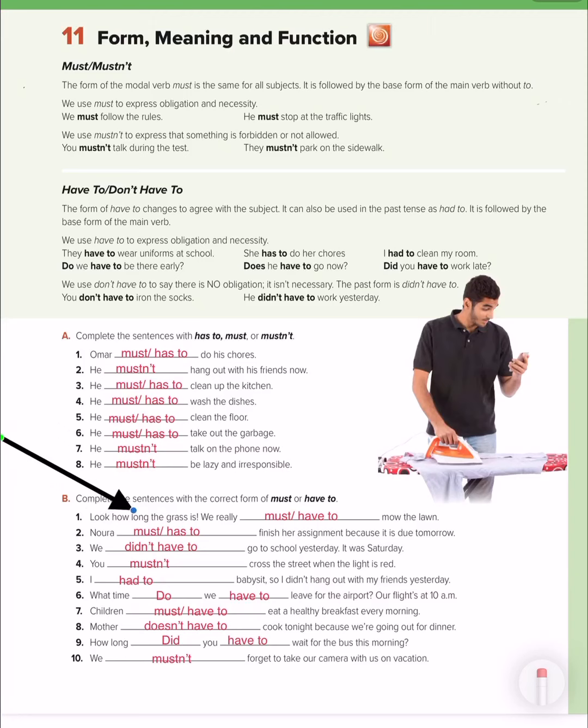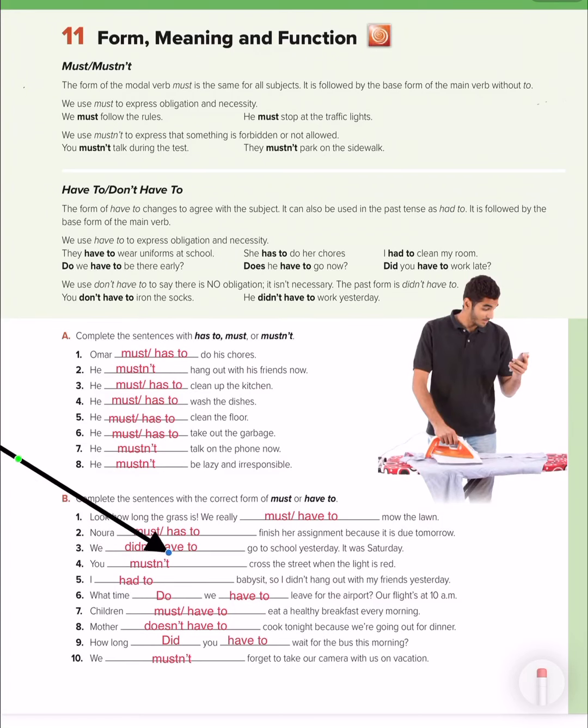Then look, what do we have here? B, complete the sentences with the correct form of must or have to. We have some sentences here. We will complete them by using one of these. Number 1, look how long the grass is. We really must. We have we here, so we will use must or have to. Mow the lawn. Number 2, Nora must or has to. We will use has to because we have Nora here. Finish her assignment because it is due tomorrow.